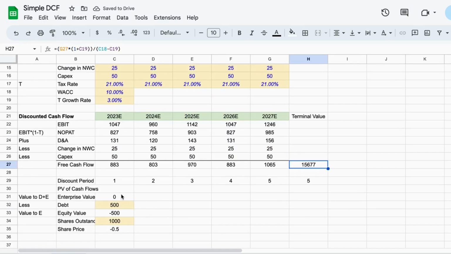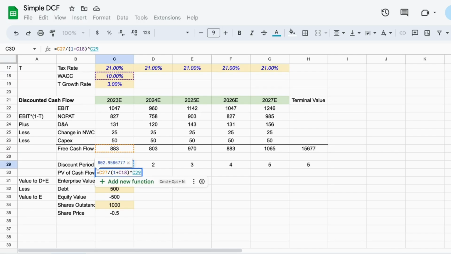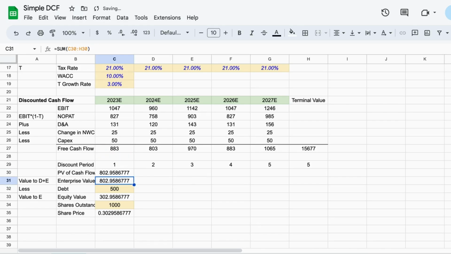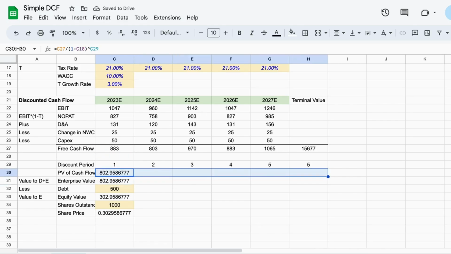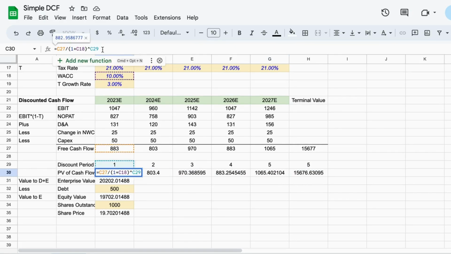Okay, cool. The present value of this would simply be the free cash flow over 1 plus the discount rate, which is the WACC, or the cost of capital, to the power of the discount period. Boom. Do that across. Notice how the terminal value would get discounted by, okay, something's not working. Oh, oops. I think I did not lock. Let us lock that.